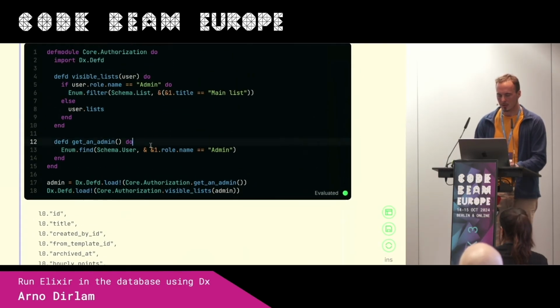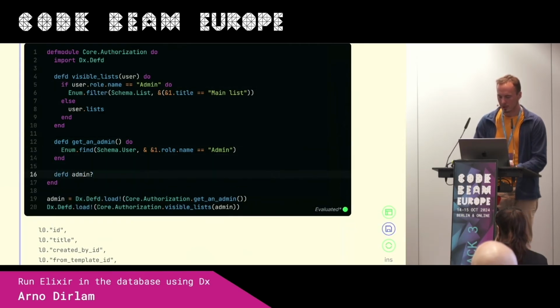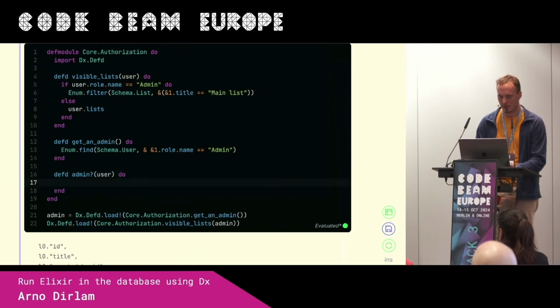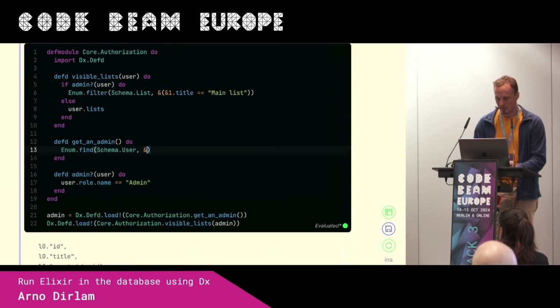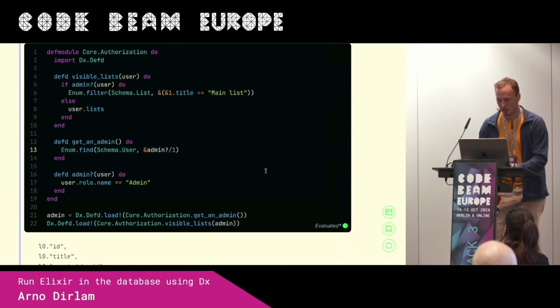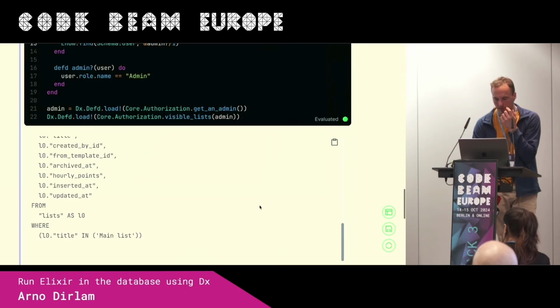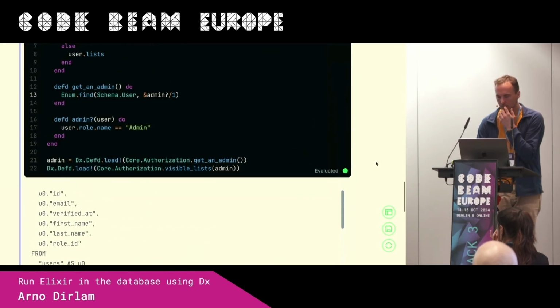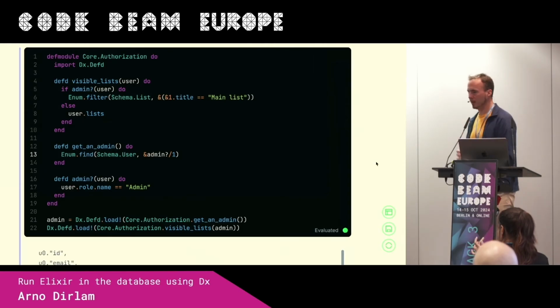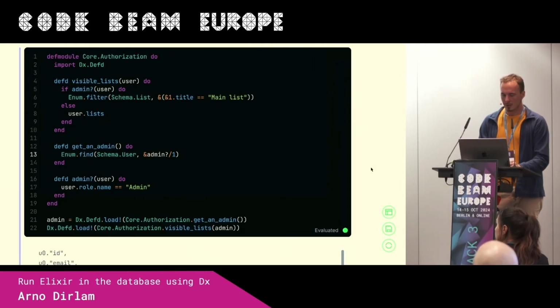And as before, you could, for example, define a predicate like a helper function user.lists. Probably this would go into another module, but for now I'll put it here. Then we can reuse it and run it again, and it does the same thing. So you can really write Elixir and run it in the database.